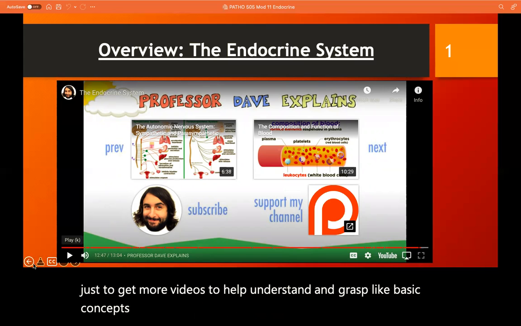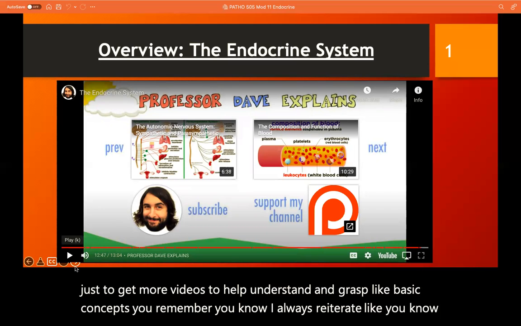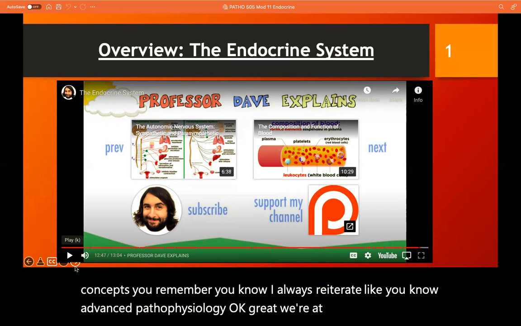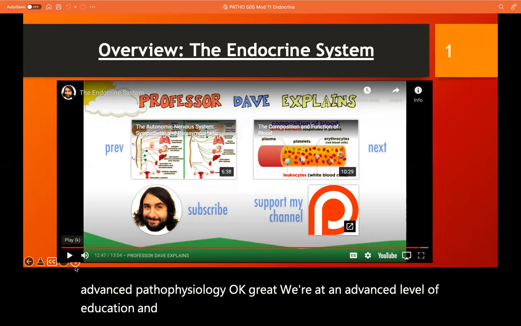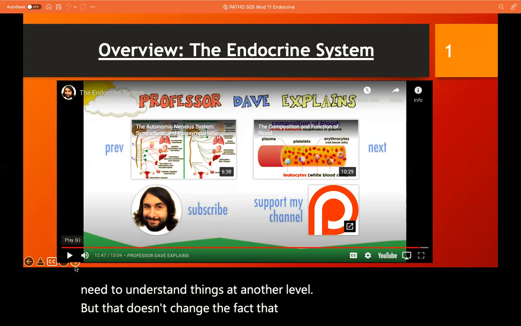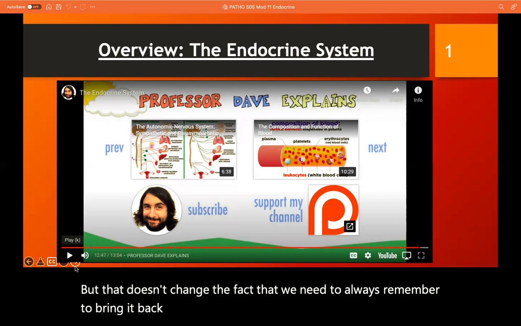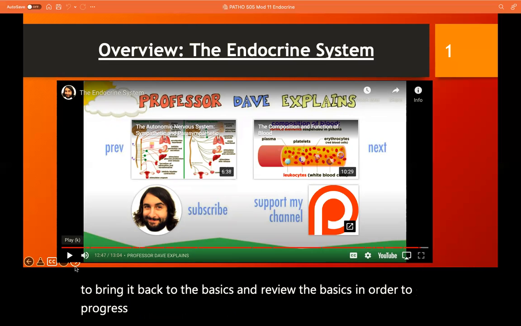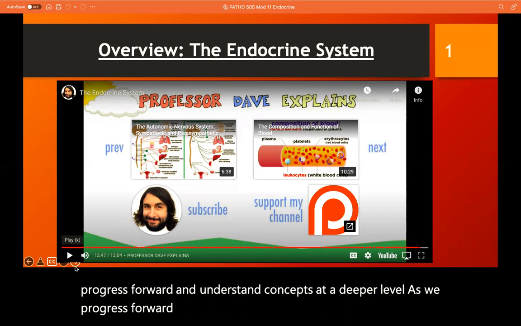Remember, I always reiterate, advanced pathophysiology. Okay, great. We're at an advanced level of education and we're graduate students now. And now we need to understand things at another level. But that doesn't change the fact that we need to always remember to bring it back to the basics and review the basics in order to progress forward and understand concepts at a deeper level as we progress forward with our clinical practice.